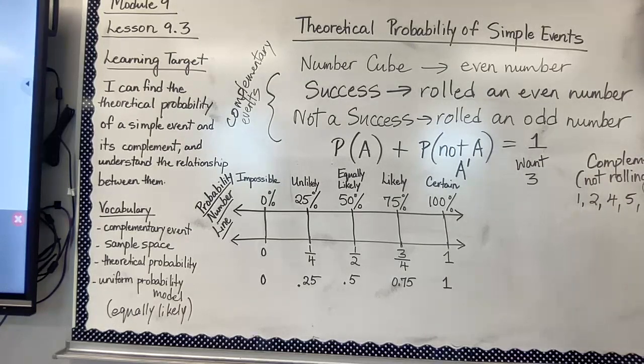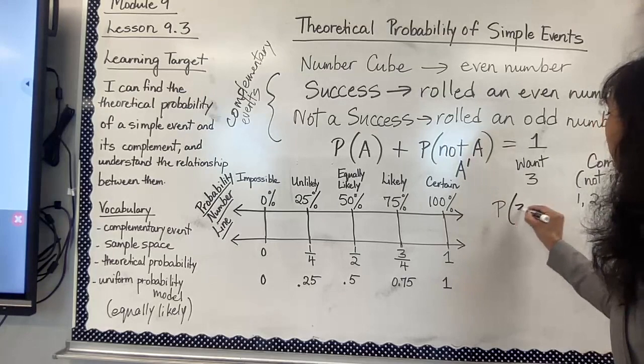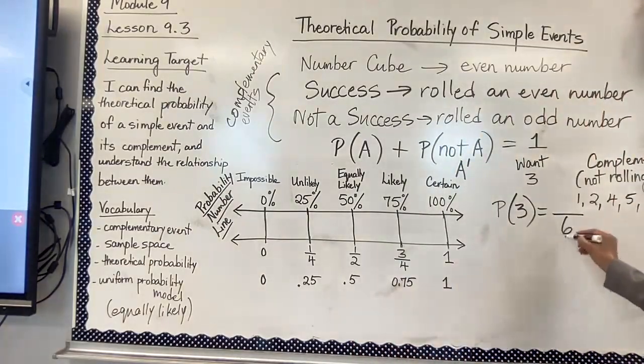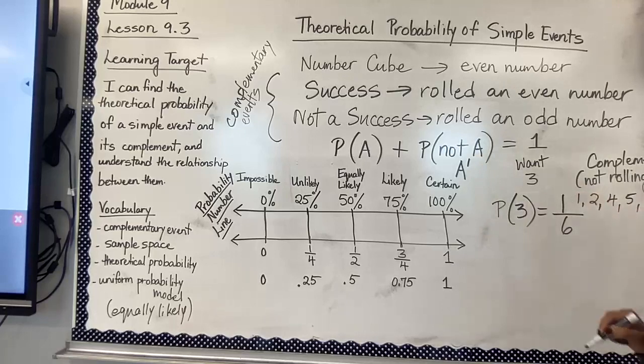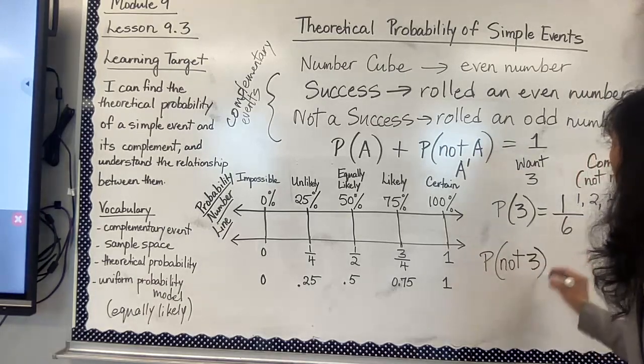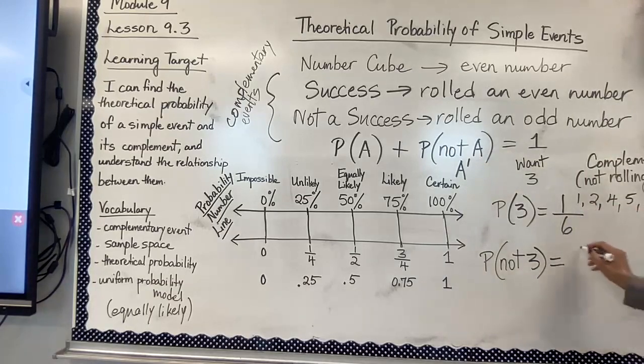So we're going to notice a relationship between the probabilities of an event and its complement. The probability of rolling a 3: the total outcomes of rolling a number cube is 6, and how many 3s do I have? 1. So it is 1 out of 6. And the probability of not rolling a 3: how many numbers are that? 1, 2, 3, 4, 5 out of 6. And the sum of the probabilities of what you want to roll and its complement is going to equal 1. This is what it means.